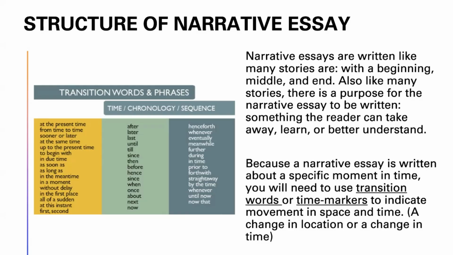Because of a narrative essay being written about a specific moment in time, you'll need to use what are called transition words or time markers to indicate movement in space and time. So here are some on the left as examples. The middle column are like chronology. So after I did that, I did this. Later on that day, I went to ice cream or something. I was sitting on the couch until something crazy happened in the kitchen, right? Things like that. So these time markers we use in everyday conversations.